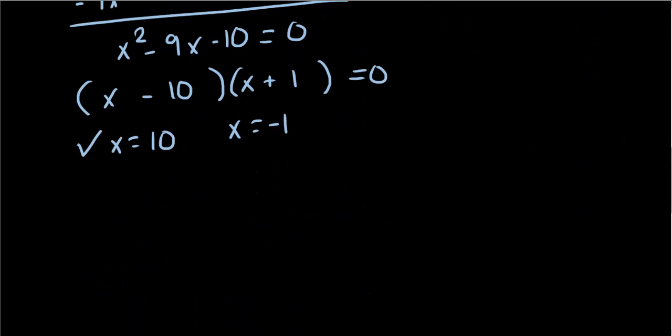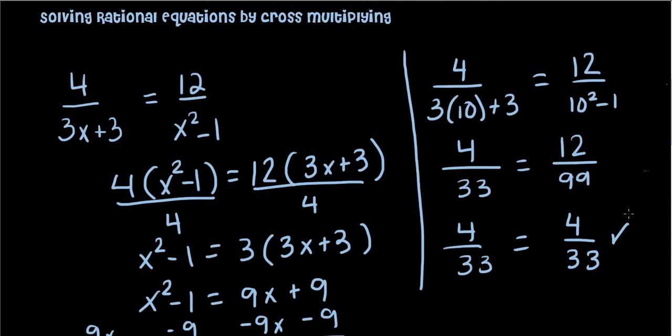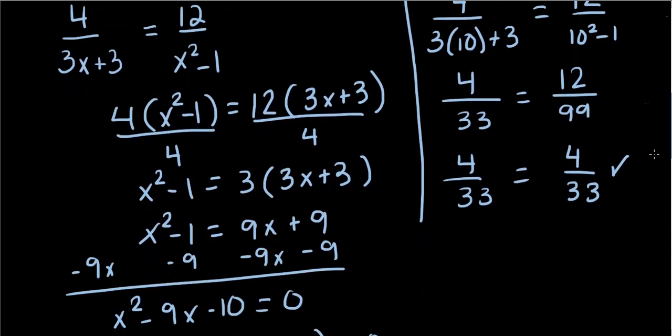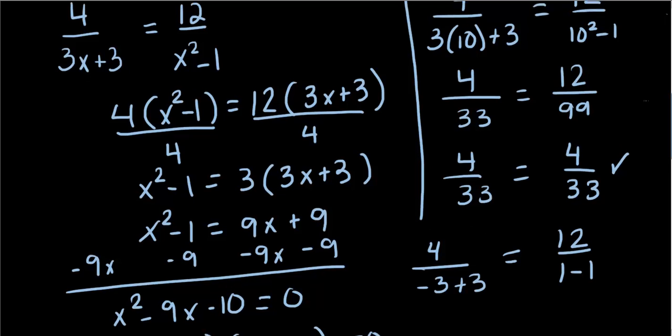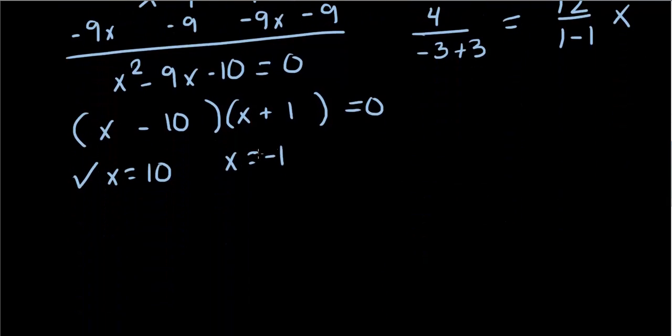Let's try now x equals negative 1. For x equals negative 1, it will be 4 over 3 times negative 1, which is negative 3, plus 3, equals 12 over negative 1 times negative 1, which is positive 1, minus 1. See what happens? We're going to end up with negative 3 plus 3 equals 0, and we cannot divide by 0. Therefore, this other answer, x equals negative 1, is not an answer. This one is an extraneous solution.